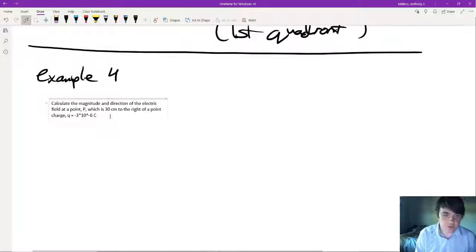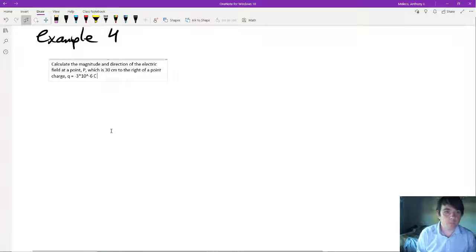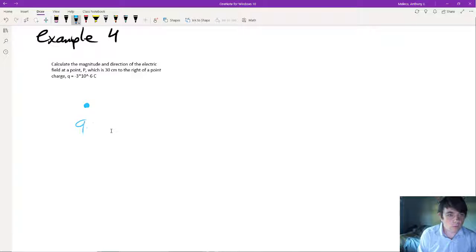We want to calculate the magnitude and direction of the electric field at a point P, which is 30 centimeters to the right of a point charge. Q equals -3 times 10 to the -6 coulombs. So here's the drawing for this guy. To the right of a point charge. So this guy is Q and it's negative, so I'm going to call it blue here. Q equals -3 times 10 to the -6 coulombs. And it says we want to calculate the magnitude and direction of the electric field at a point P. Okay, so here's our point P. All right.